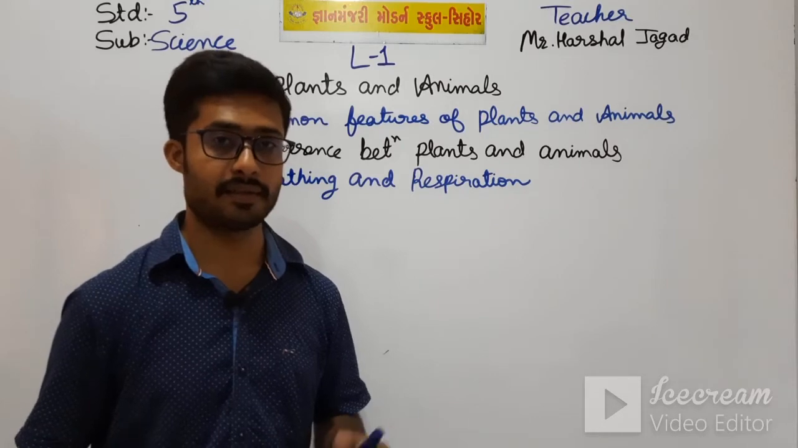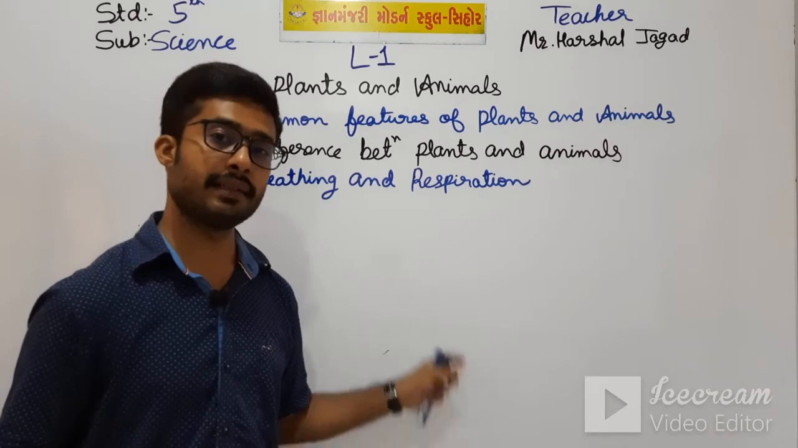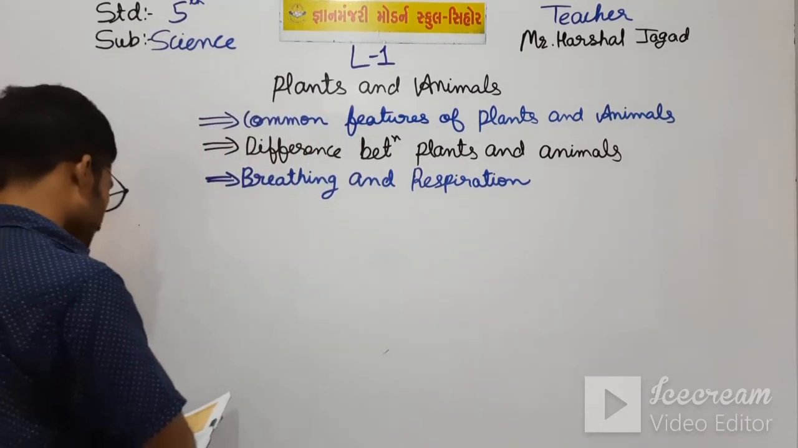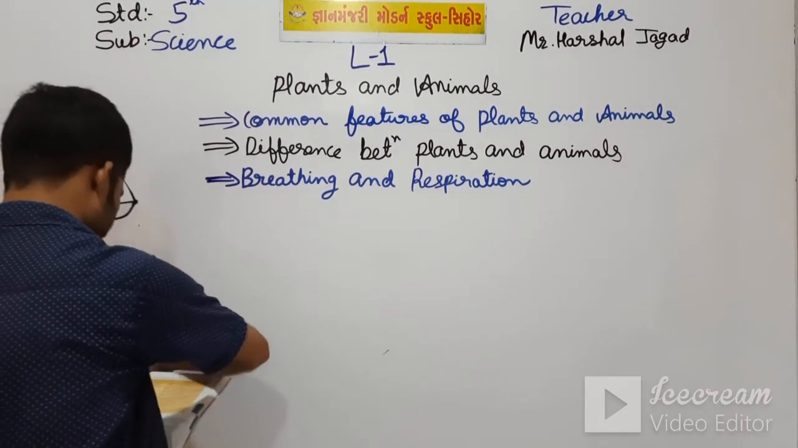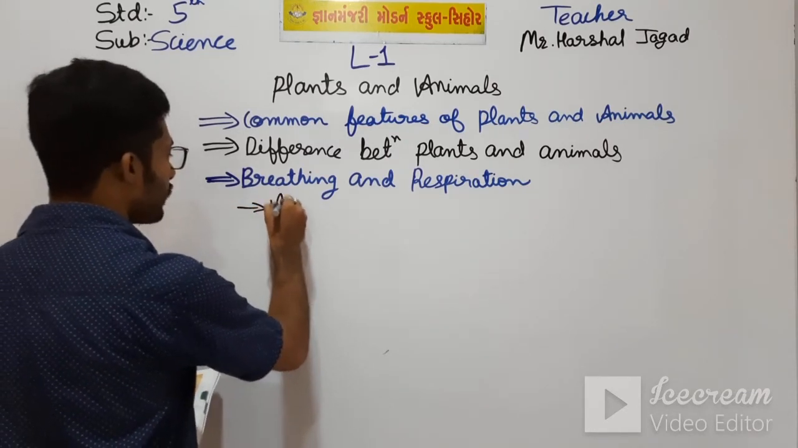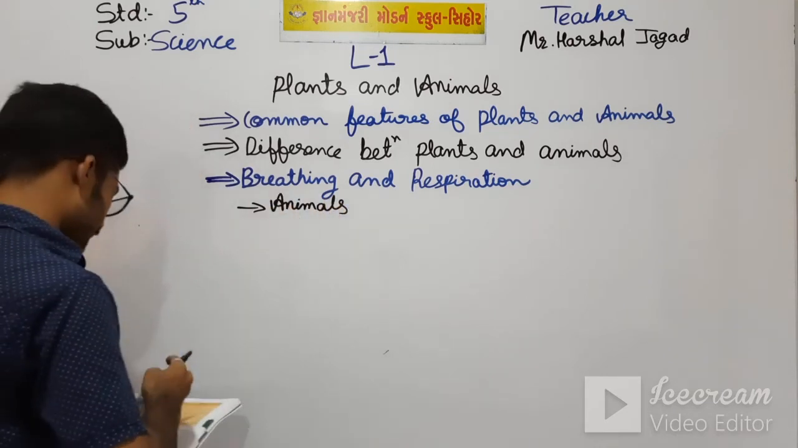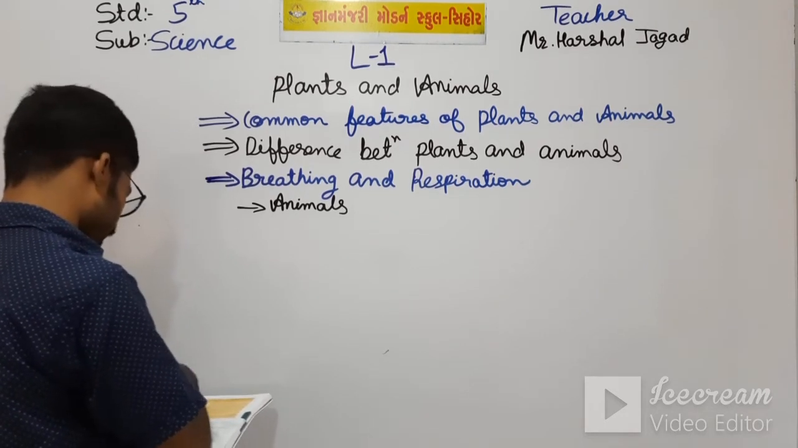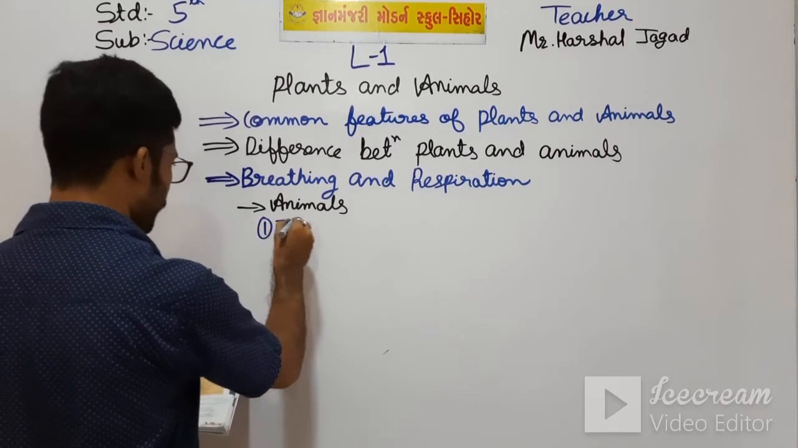In animals, in this subtopic we have seen the animals. See, here I am drawing the main points of this chapter. First of all, we saw animals. Okay students, in animals there were two types of animals. First, terrestrial animals.